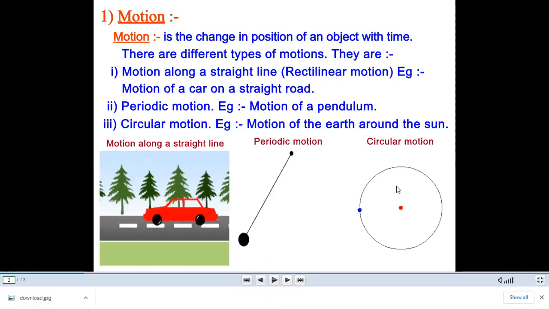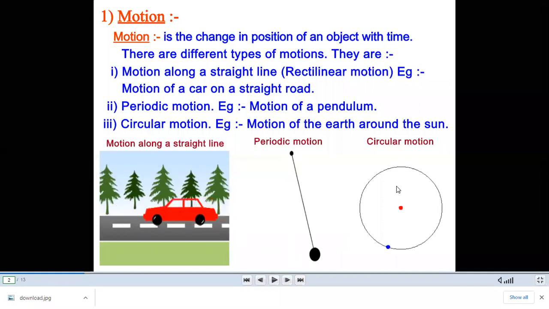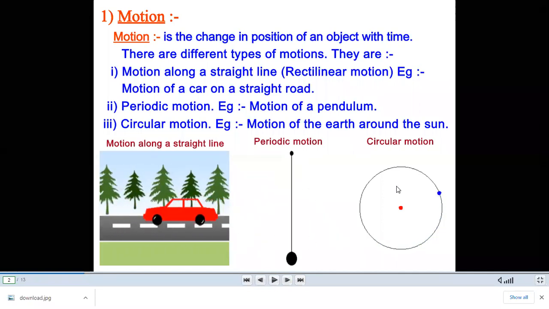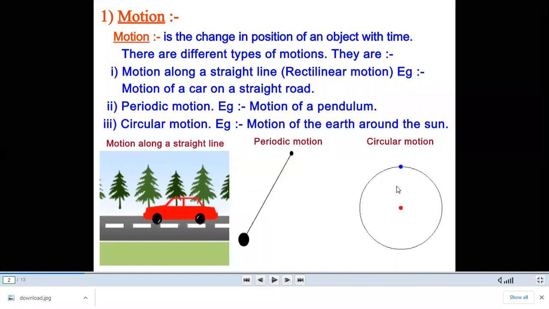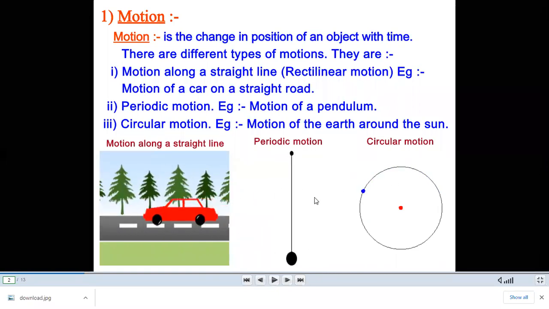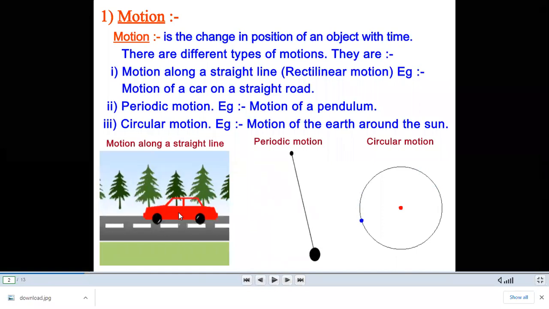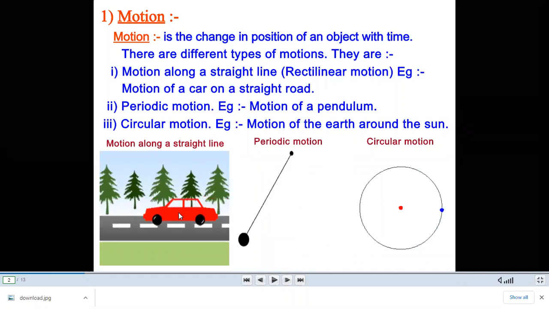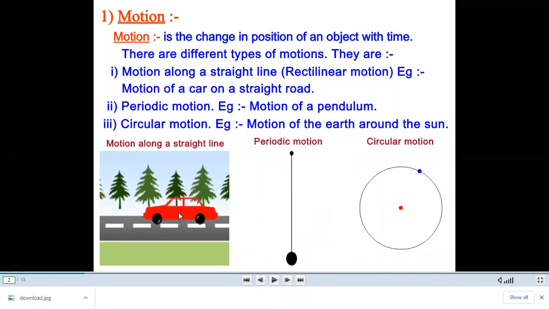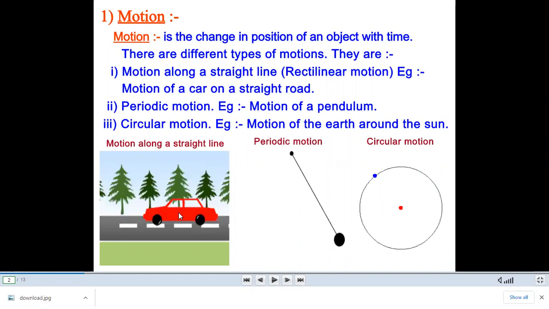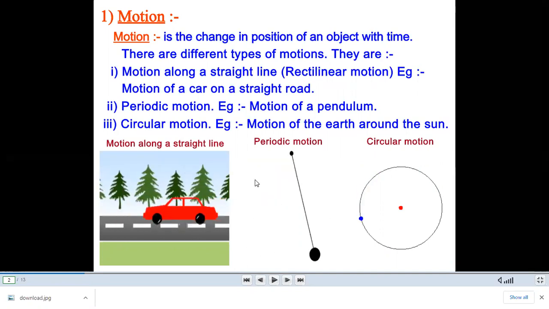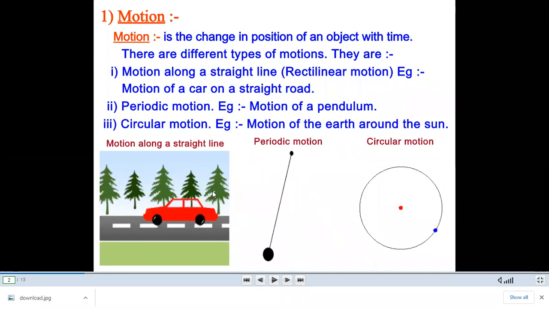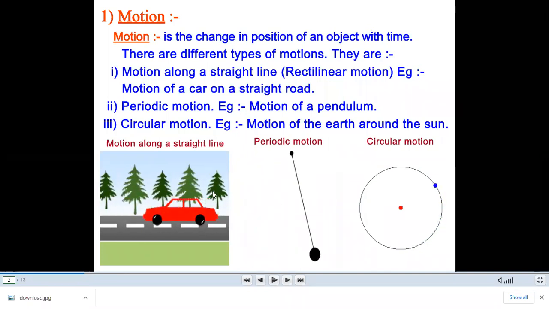So first of all, motion. You can see here on the screen the definition of motion, that is a change in position of an object with time. In all these three pictures, you can see the car is moving on the road, right? That means it is changing its position with time, so this car is in motion. That is motion along a straight line because it's a straight road. This kind of motion, that is straight line motion, is known as rectilinear motion.